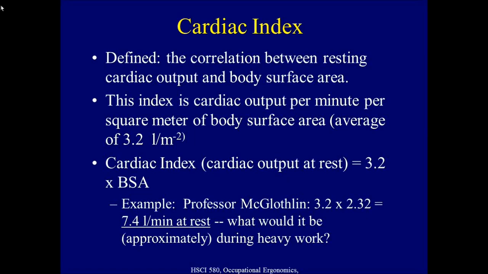Our cardiac index is our cardiac output at rest. So if we have 3.2 times the body surface area, if we used me as this example for illustrative purposes, then we determined earlier that this was the body surface area times the amount of blood that's moving at rest. We find that we have 3.2 times 2.32, which equals 7.4 liters per minute at rest. So approximately, what would this be at work? You simply need to multiply that number by about 5 or so, which takes me up to about 35 to 40 liters per minute while working.